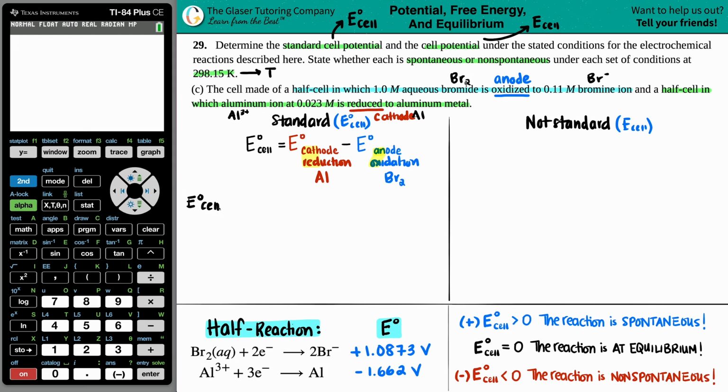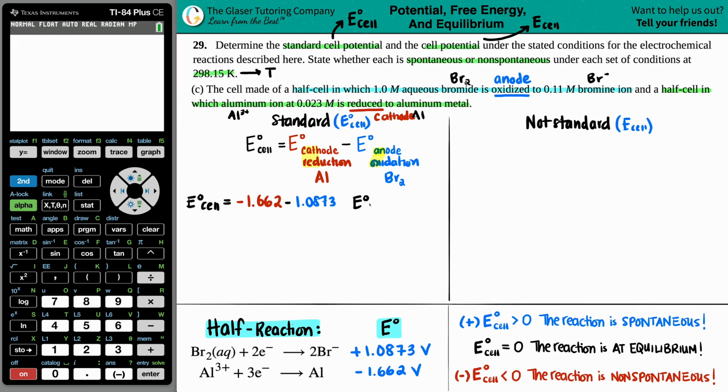So my E cell would just be the cathode value, which was the aluminum one. So it's going to be the negative 1.662. And I'm going to minus with the anode value, that was this one, 1.0873. And I just want to point out here that if you're doing cathode minus anode, which I highly recommend, you do not have to change any of your E values. The negative here does it for you. It just makes it easier.